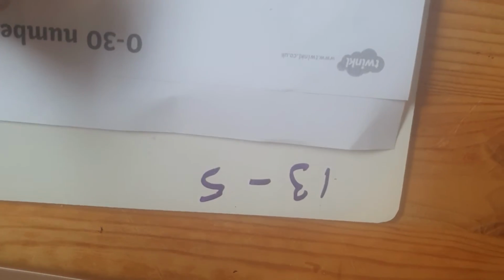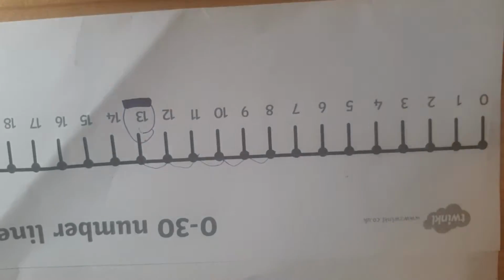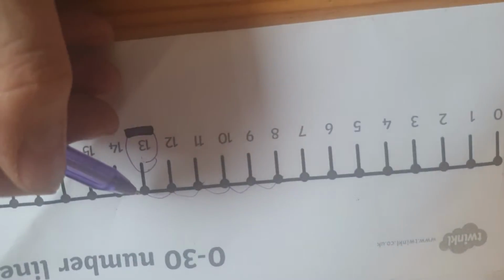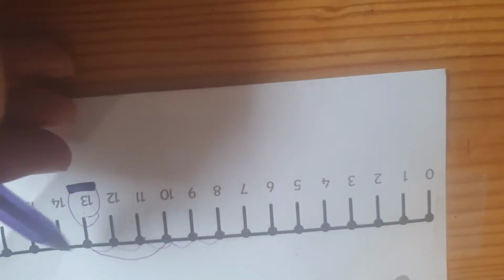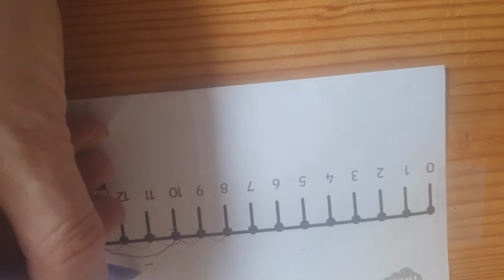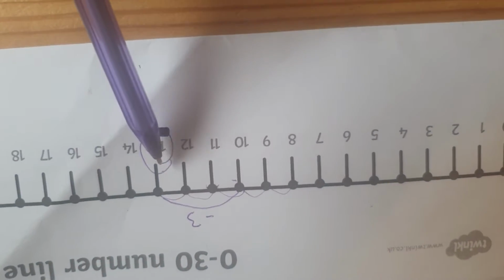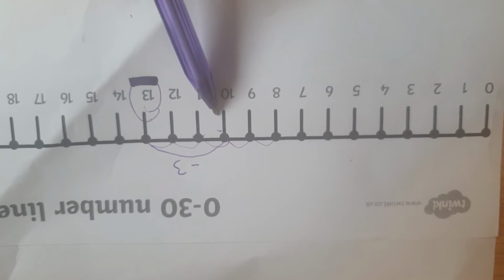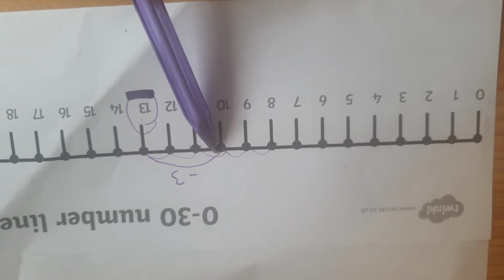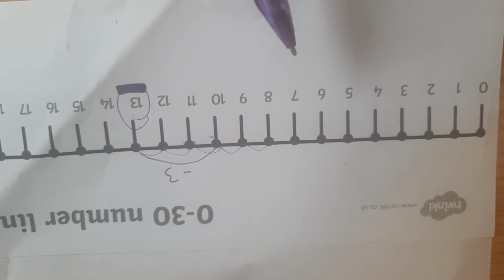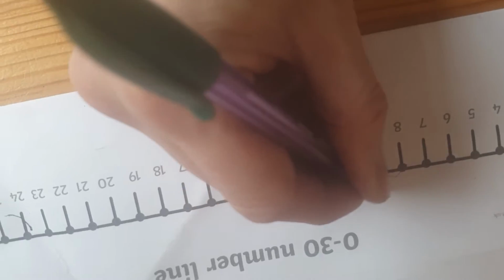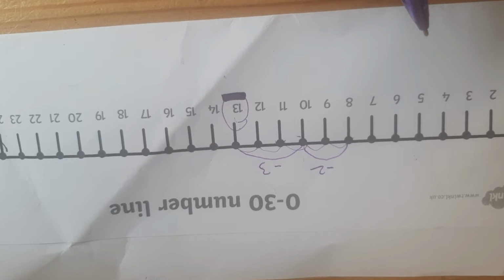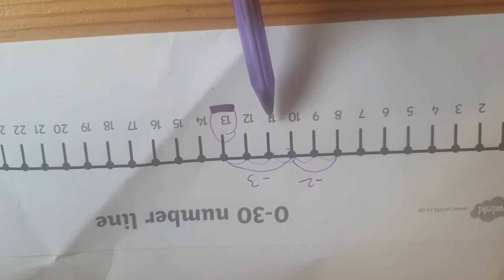So if I go from 13 and I go back to my 10, so I'm going to go there, 1, 2, 3. So we should all know that 13 take away 3 is 10, okay? And we need to take away 5 altogether. So how much more do I need to take away? So it'll be another 2, because 3 add 2 is 5. So 13 take away 5 is 8.